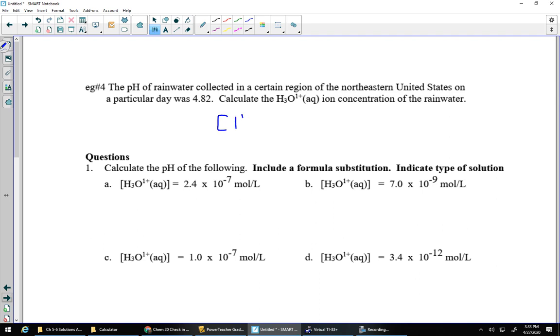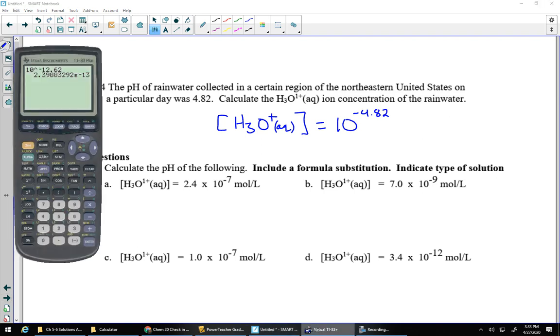All right, so if you're back, we're looking for the concentration of hydronium ion. We know that that's going to be equal to 10 to the power of negative pH, 10 to the power of negative 4.82. So again, I plug that into my calculator. 10 to the power of negative 4.82. Make sure I got it in there correctly.